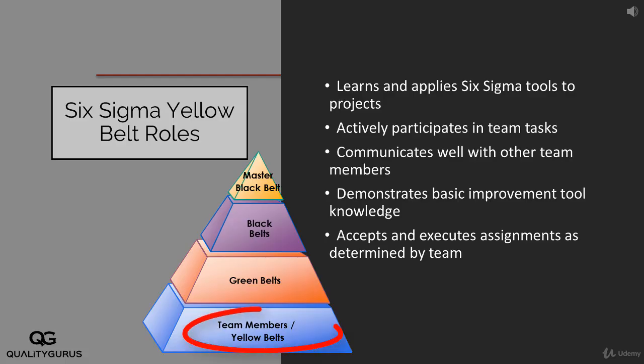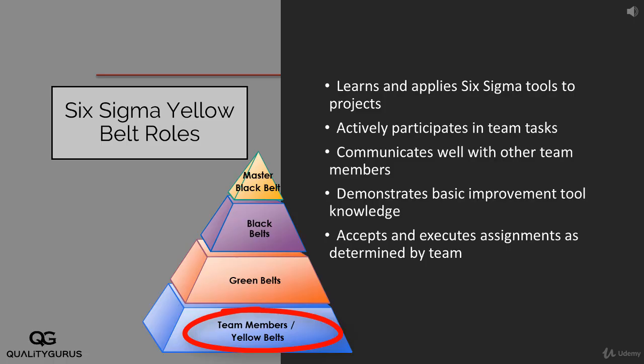Now the role of yellow belt is to participate in these projects as team members. And they need to learn about the Six Sigma tools, because since they are member of the team which is doing this project, they need to have some basic understanding of Six Sigma concepts and Six Sigma tools. And as a team member, they communicate with the other team members. They help in data collection. So if they are working in a particular area and if they are required to collect the data related to a certain process, they help the team in that, and they demonstrate the knowledge of some basic improvement tools. So that's what is expected from a Six Sigma yellow belt.